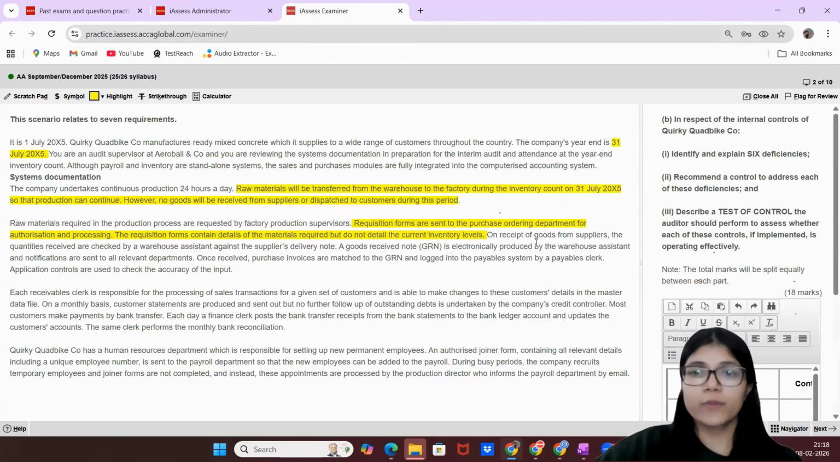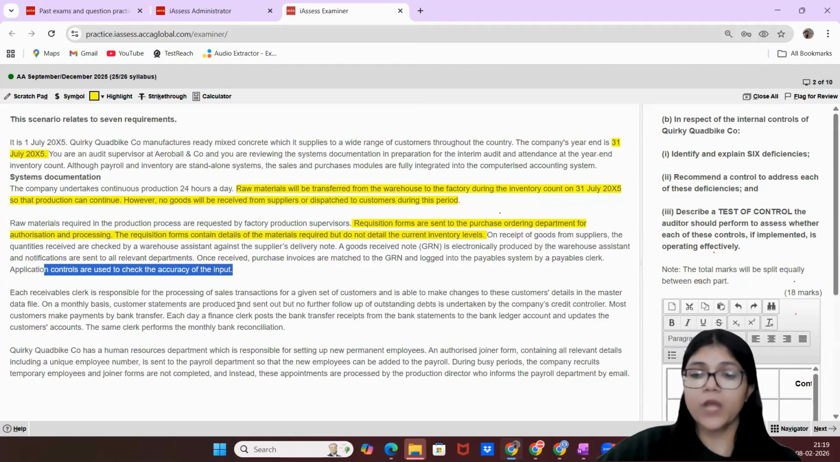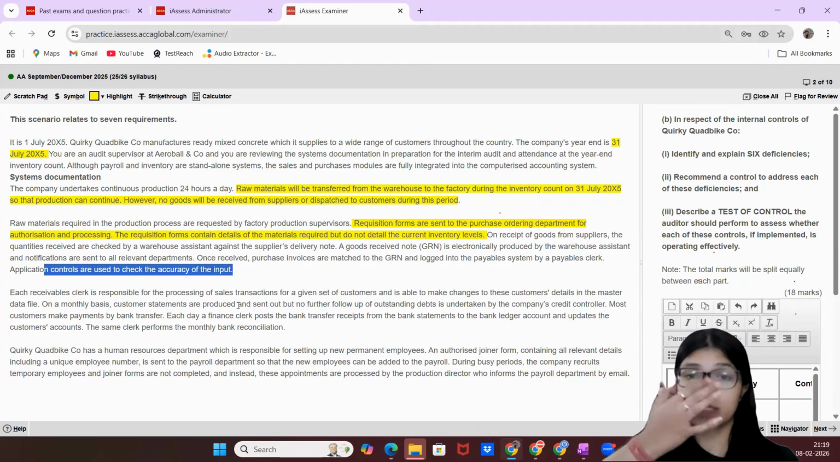On receipt of goods from suppliers, the quantities received are checked by a warehouse assistant against the supplier's delivery note. Okay. A goods received note is electronically produced by the warehouse assistants and notifications are sent to all relevant departments. Once received, purchase invoices are matched to GRN and logged into the payable system by a payables clerk. Application controls are used to check the accuracy of the input. Okay, now let me know what is the issue with this paragraph, if any.